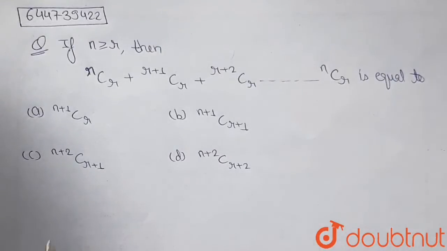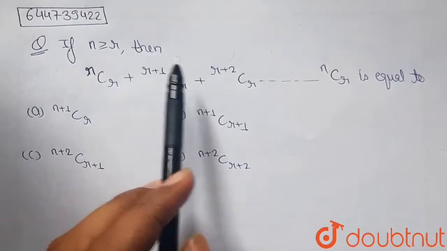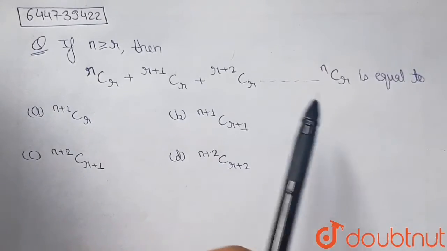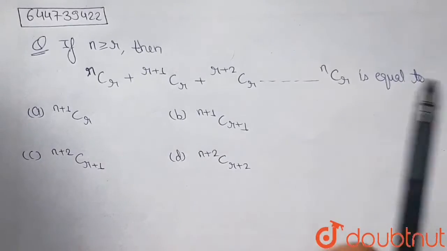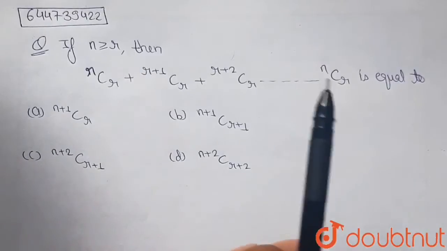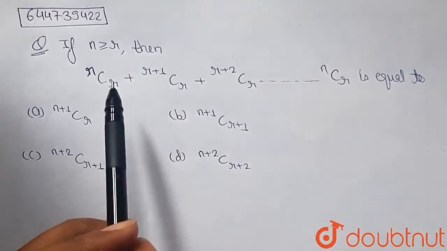Hello friends, so here's a question. It says that if n is greater than or equal to r, then rCr plus (r+1)Cr plus (r+2)Cr up to nCr is equal to... Okay, so there's this series and we have to find out the final value of this series. Okay, so let's start.